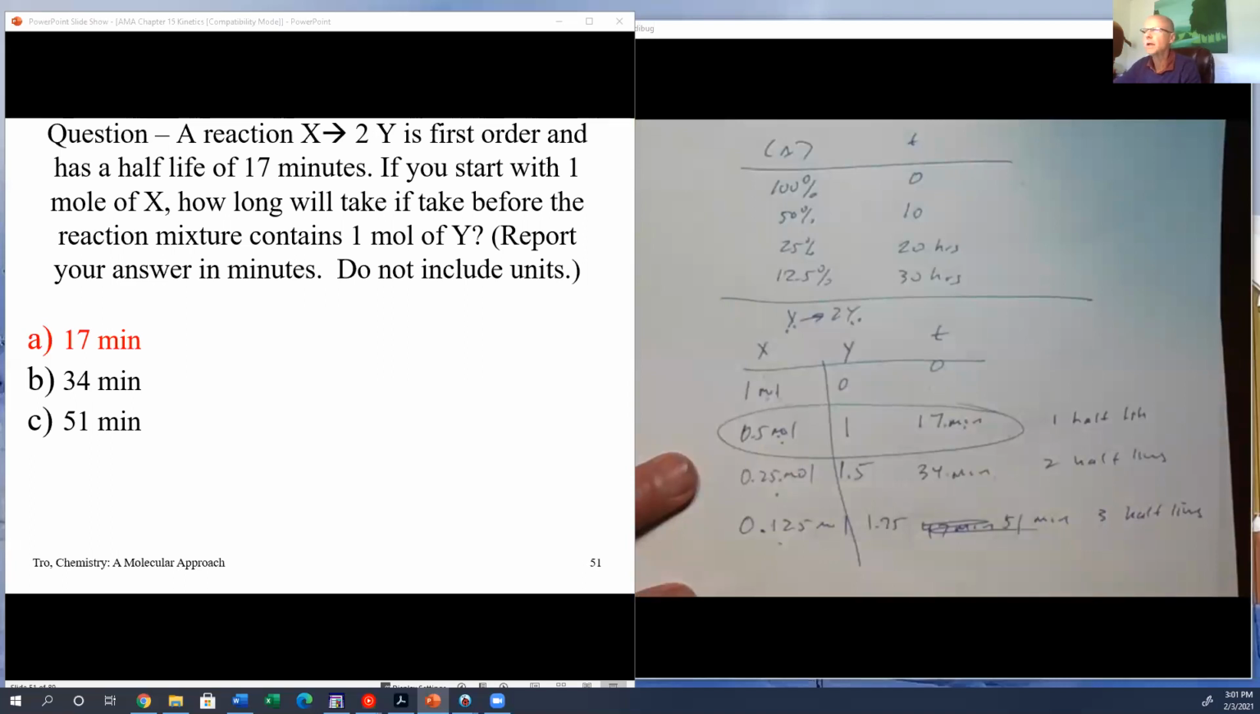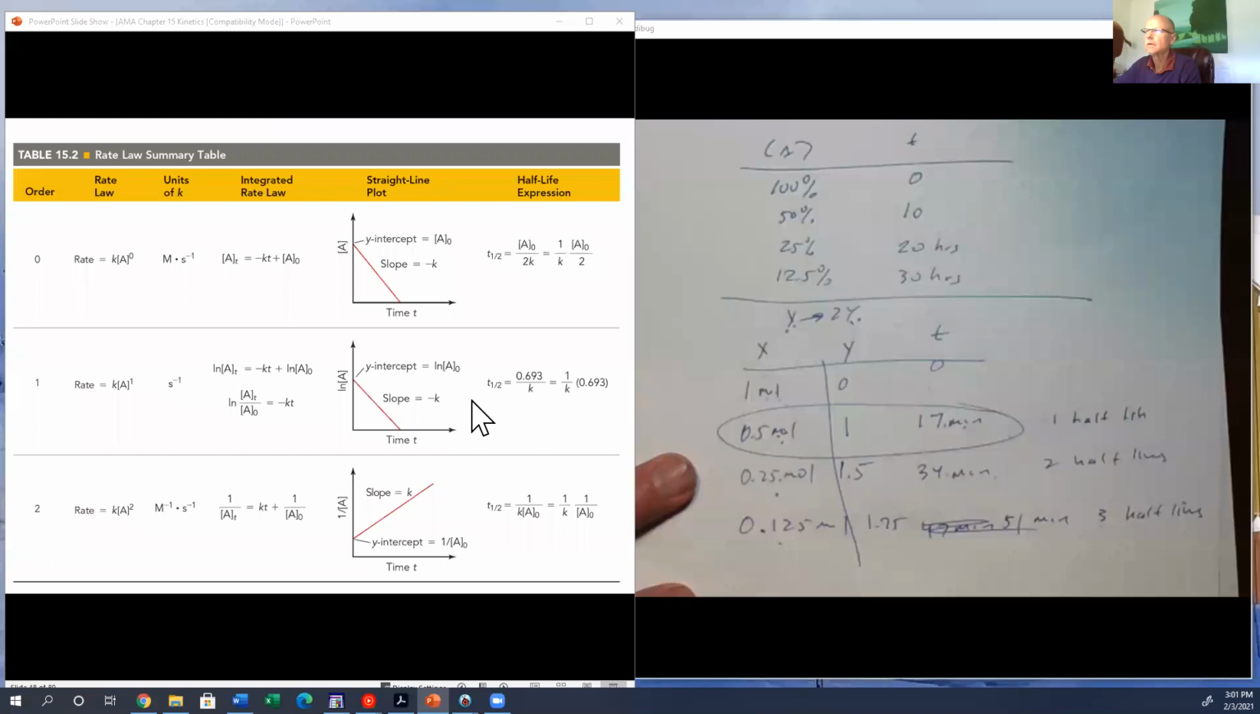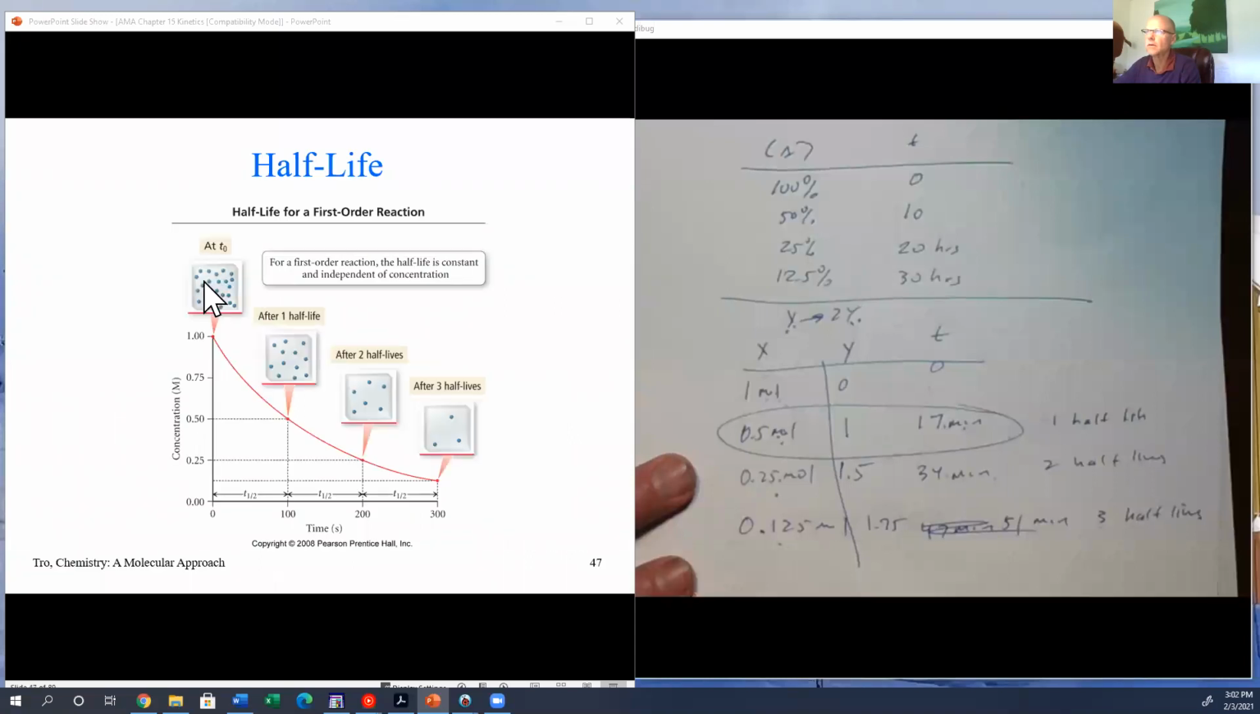Let me go back to this plot because I think this will help you to see it a little better. Right? So here's T0, you have 100%. 1 half-life is 100 seconds. It goes to 50%. 2 half-lives is 200 seconds. It goes to 25%. 3 half-lives is 300 seconds. It goes to 12.5%. Does that make sense? Yes, that helps visualize for sure. Awesome. Thank you.